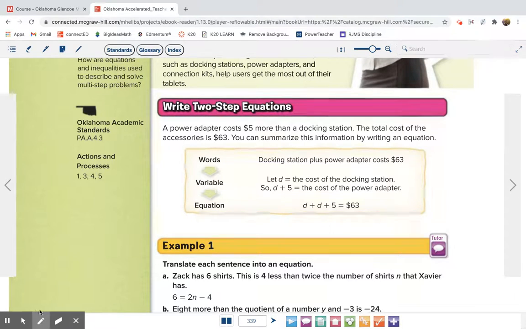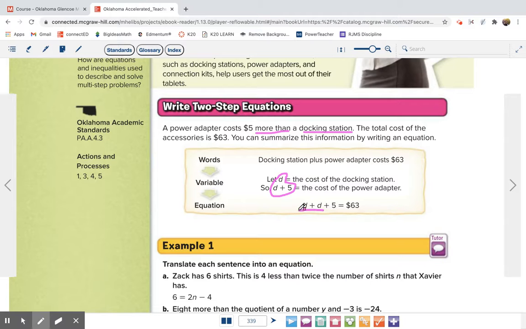So like up here at the top, this says a power adapter costs $5 more than a docking station. The total cost of accessories is $63. So we would set up an equation for that. A power adapter costs $5 more than a docking station. So we know $5 plus. We don't know how much the docking station is, so they said use a D for docking station. So then the total, which means when you add them together, well, the docking station is D. A power adapter is the docking station plus 5 more.